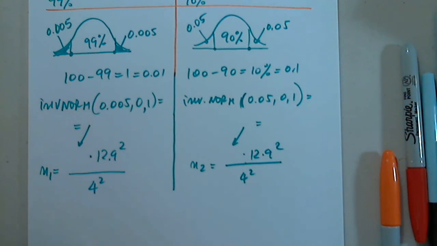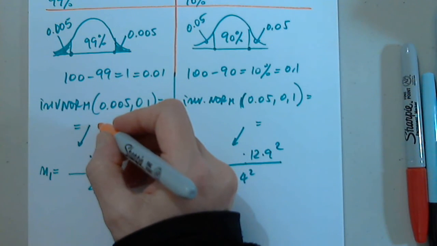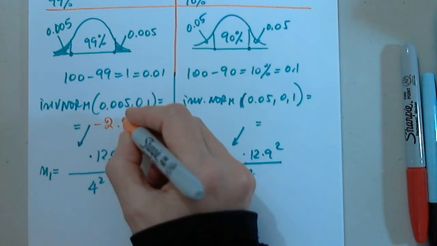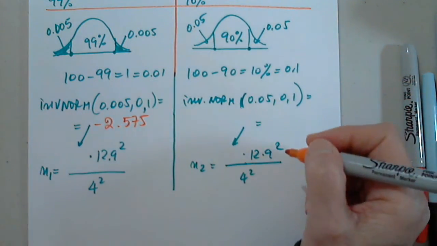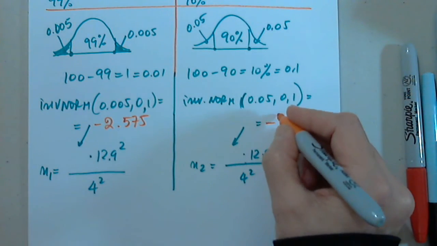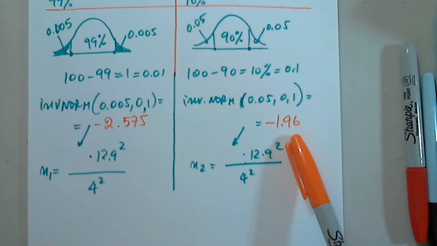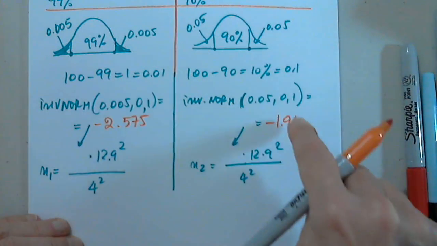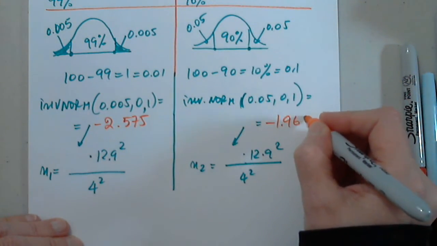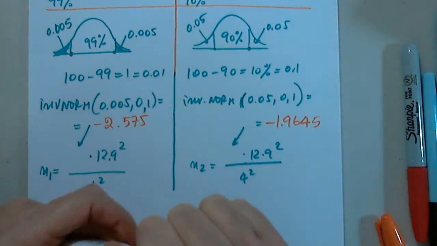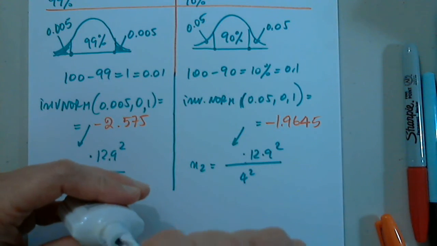So now with inv norm, I got the numbers. For the 99%, it's going to be negative 2.57, or 58, I guess, if you want to round. Good. And then for 90, it's going to be negative 1.64. Yeah, you're right. This is for 95. You're right. 1.64 it is. Yes, 6458 actually. Yes, I was thinking of 95.